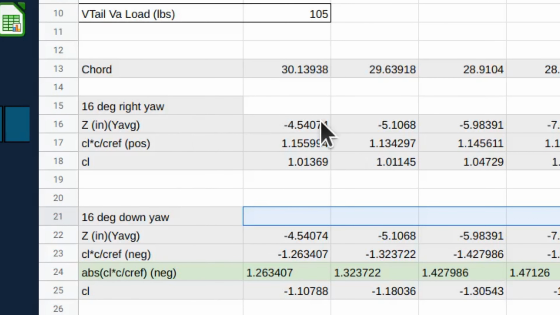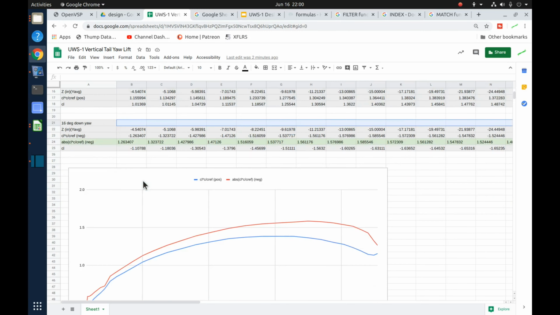So I got the Z value, which is really the same for both of them. I got the coefficient of lift from each file. Another thing I got was that lift distribution line. Another thing that I did, since that lift distribution is negative when we're pitching down or pitching left, whichever way you want to think of it, is I took the absolute value of that. And then I can do a simple comparison between the left and the right. Then I also got the coefficient of lift values directly. And let's take a look at a chart here.